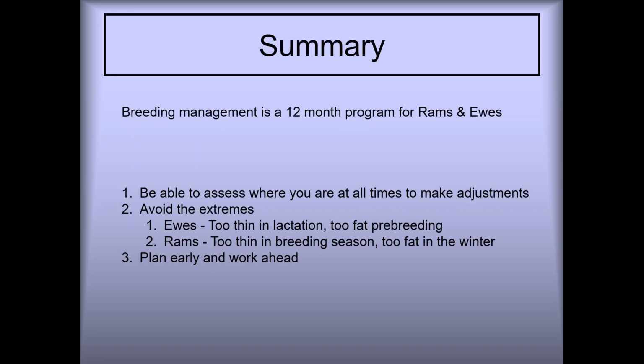The places we see trouble is when these animals kind of get out of production phase. So they're in dry phase, or they're not in the breeding season for the rams, and they get left forgotten, or a little too skinny, or their feet are a little too grown out. Things like that can be a problem. It's a 12-month program.